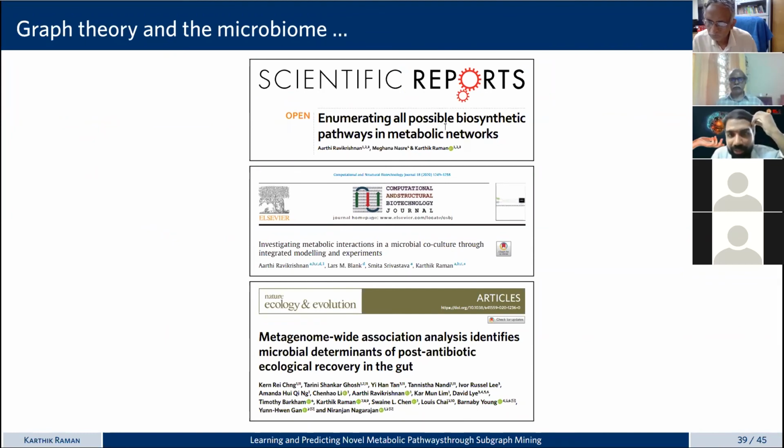So wherein we enumerated a lot of these pathways and then understood how these pathways can be used to predict what kind of interactions happen between microbes, what is the level to which two microbes depend on each other from a metabolic lens. And how such information can be used to identify very interesting interactions, right? So we find that the guts of some people recover much faster post-antibiotic treatment than some others, right? And this is because there are some very interesting metabolic underpinnings to this. So these are all rooted in graph theory. So I just thought you would find it interesting.